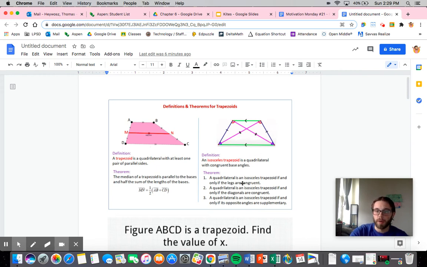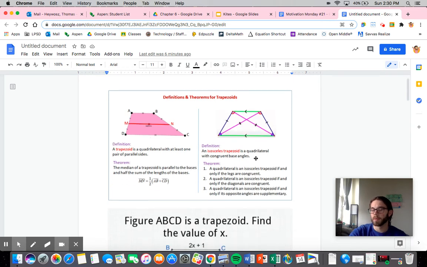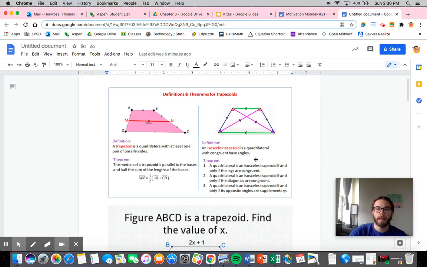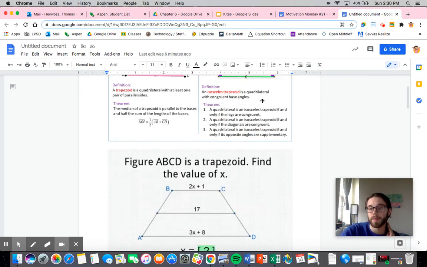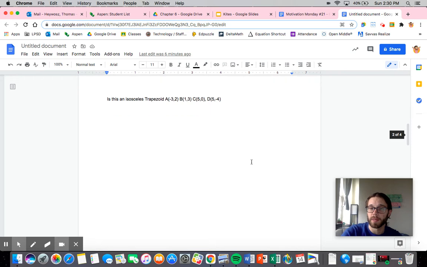We can show it's isosceles if we know that the angles are congruent, which I don't really know how to do with coordinates unless it's right angles. And if it was, then it would not be a trapezoid. I could show the diagonals are congruent, but that's also going to be the distance formula. So ultimately, we're just really going to have to use the distance formula. All right, so in order to do this, you will need to do some distances.